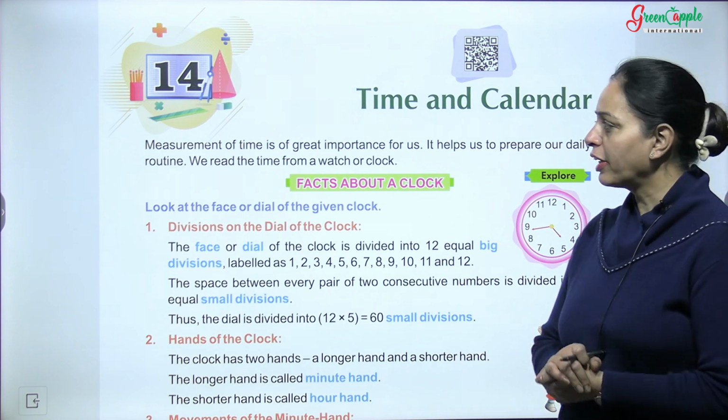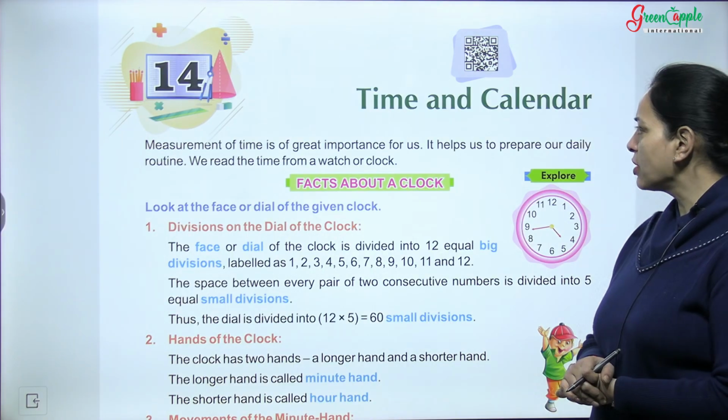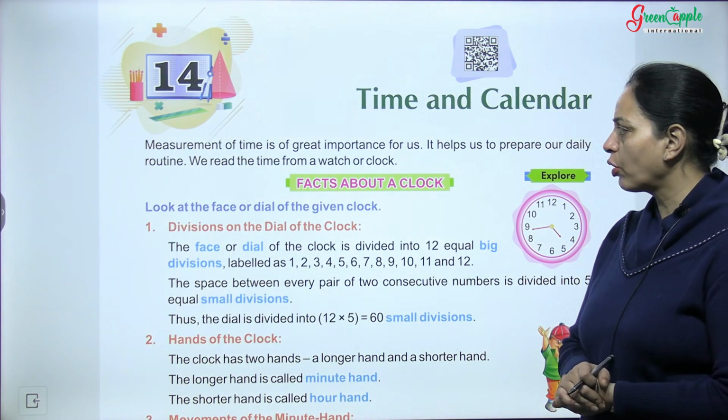Chapter 14, Time and Calendar. Measurement of time is of great importance for us. It helps us to prepare our daily routine. We read the time from a watch or a clock.